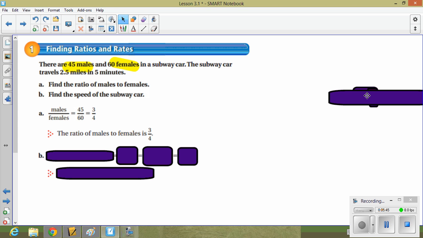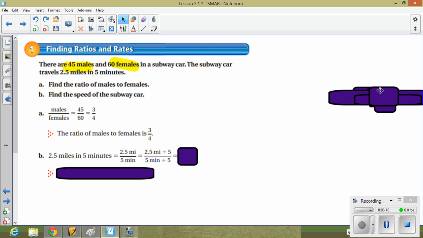For question B, we want to know the speed of the subway car. Well, what does that mean? We want to know how fast it's going per minute. I know it went 2.5 miles in 5 minutes, but we want to know how fast it can go in 1 minute. So we write 2.5 over 5, miles to minutes. Sorry, I got it backwards. Miles to minutes.